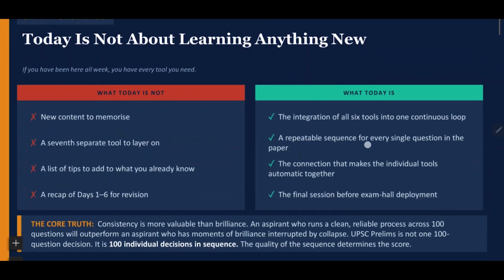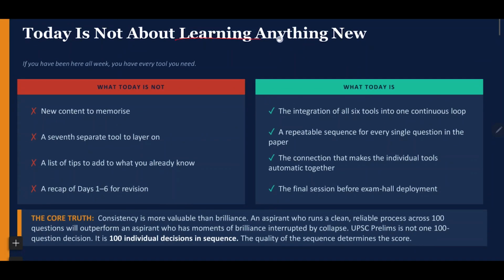So today is not about learning anything new. We are not going to learn anything new. If you have been here all week, you have every tool you need. So what is today not? New content to memorize, it is not. A seventh separate tool to layer on, no. A list of tips to add to what you already know, no. A recap of day 1 to 6 for revision, no.